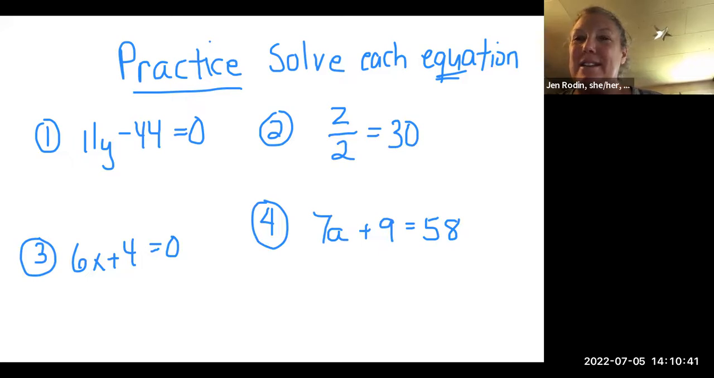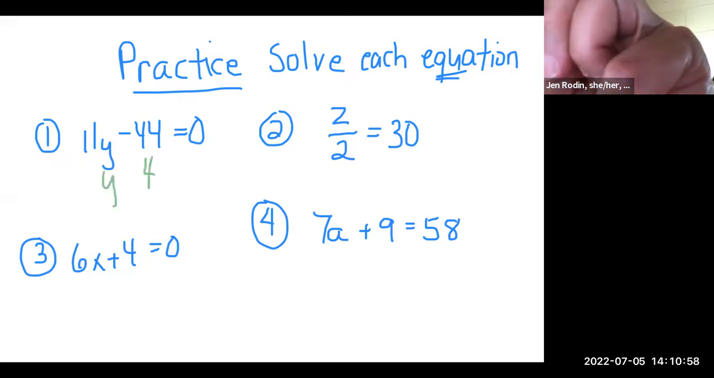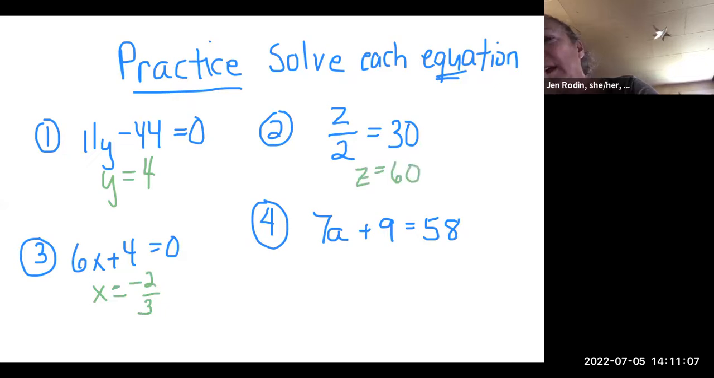Anyway, I didn't hear an answer for number 4, so let me ask someone else. I got distracted. Hannah, what's the answer to 4? Are you there? Yes, good job. Thank you. Okay. All right, so the answers are 4. We write x equals -2/3. That was the answer to 3. z equals 60. a equals 7. There's our answers. Anyone need to see any of those done out or have any questions?